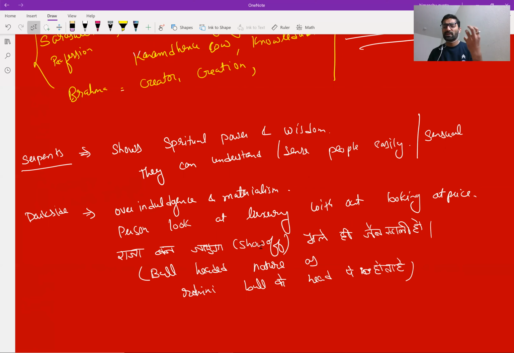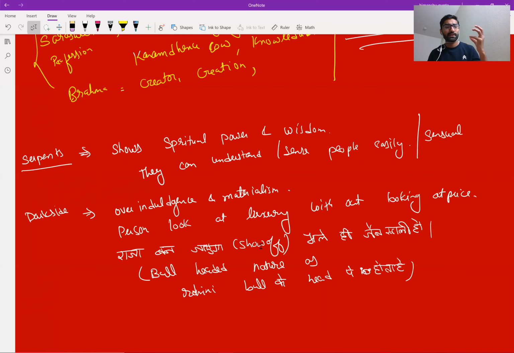The serpent shows spiritual power and wisdom, and they easily understand and sense people. They are also very sensual. Rohini people understand people by seeing them, and they have a good ability of sensing people. So serpents are very closely related with Rohini people.